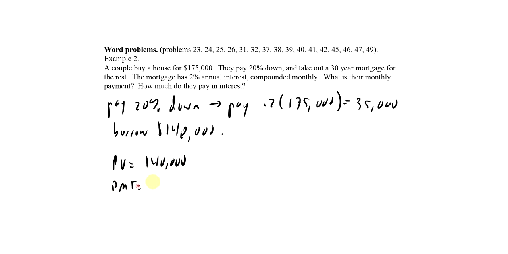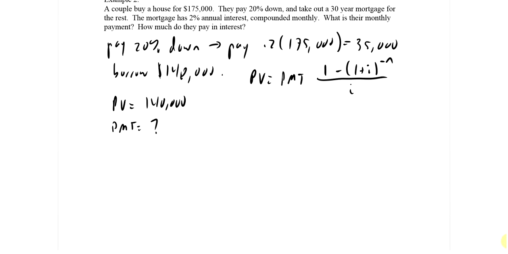Payment, we don't know what that is. Oh, but we do know what the formula is. PV equals payment, big fraction, I on the bottom. This one's got 1 minus (1 plus I) to the minus n on the top. I'll scroll that up a little bit. Payment equals, we don't know. I, 2% annual interest compounded monthly, so 0.02 over 12, which is 0.0166 dot dot dot, and n is how many payments they make. 12 payments a year for 30 years, 360 payments.